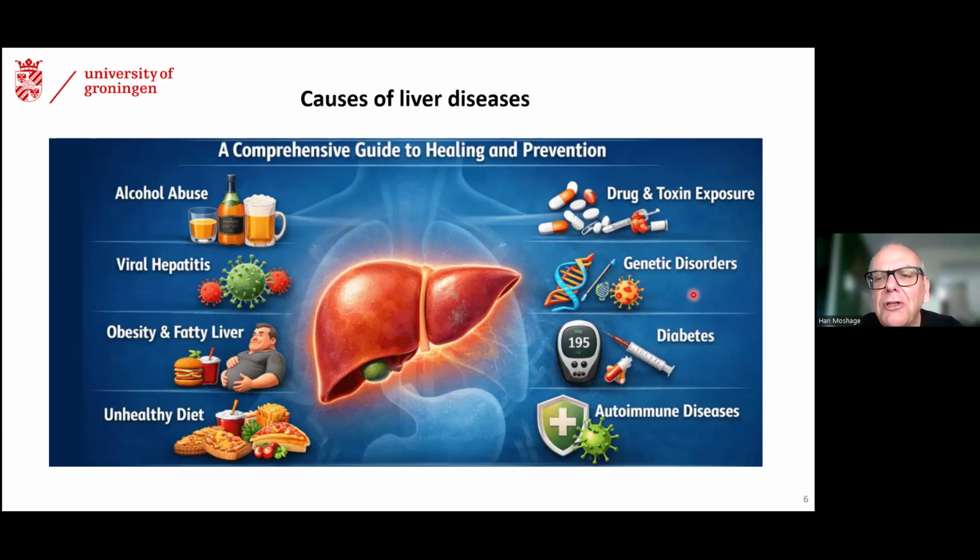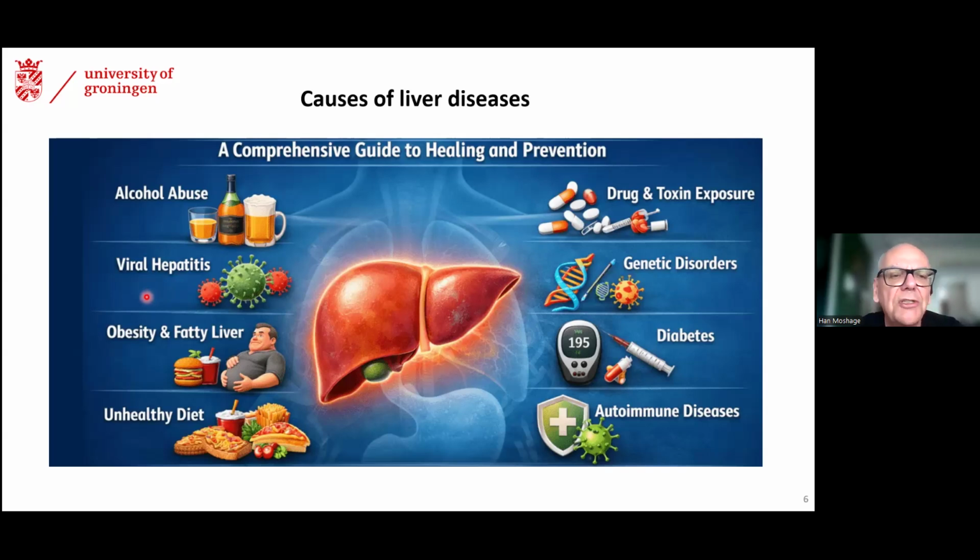There are a lot of genetic disorders that cause liver diseases. I already mentioned a few. There are genetic disorders in which the metabolism of copper and iron is disturbed. This leads to the accumulation of copper or iron in the hepatocytes, and this causes liver cell damage to the hepatocytes, and this causes then liver injury.